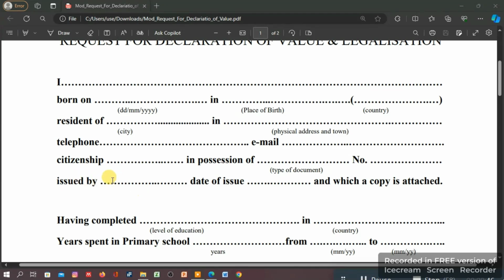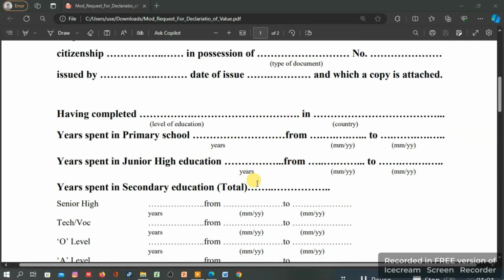So for the authority that issues the passport in your country, you put their name here. Then the date of issue, the date on which the passport was issued to you. You understand? You can find all this information on your passport. Then, having completed, your level of education.